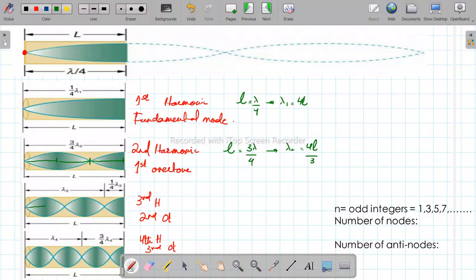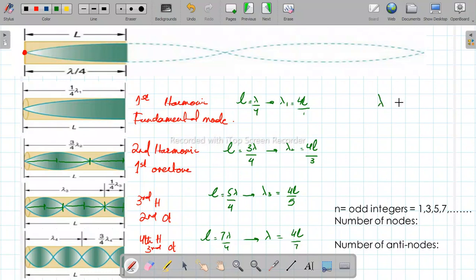For the third harmonic, 1 times lambda by 4, 2 times lambda by 4, 3 times lambda by 4, 4 times lambda by 4, 5 times lambda by 4. So L is 5 lambda over 4. In other words, lambda for the third harmonic is 4L over 5. Then in the next case, it is 7 times lambda over 4. In other words, the wavelength is 4L over 7. Let's generalize this equation. Do you see, it is 4L over 1, 4L over 3, 4L over 5, 4L over 7.